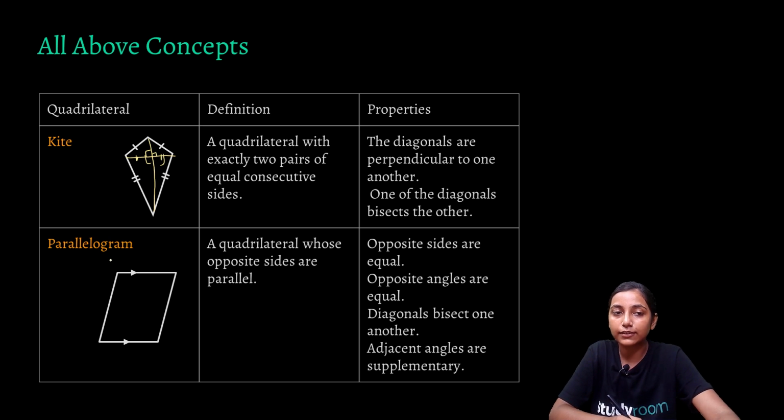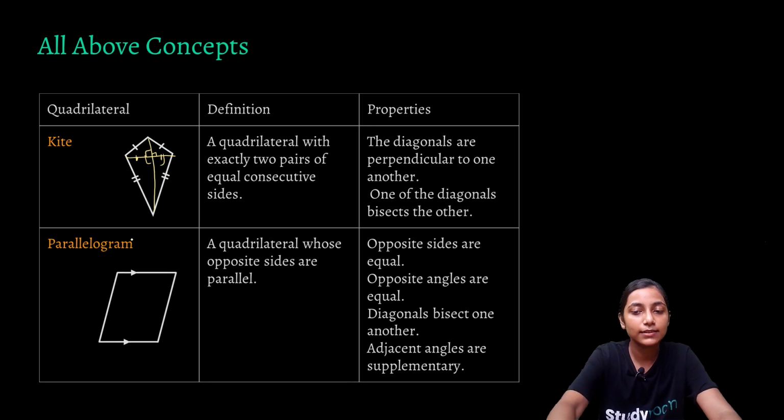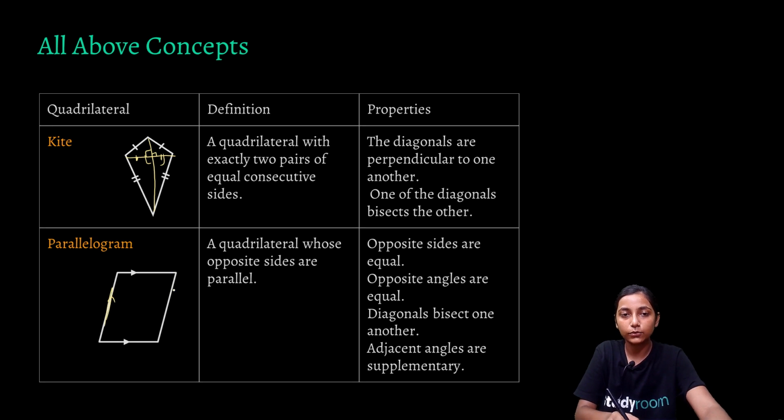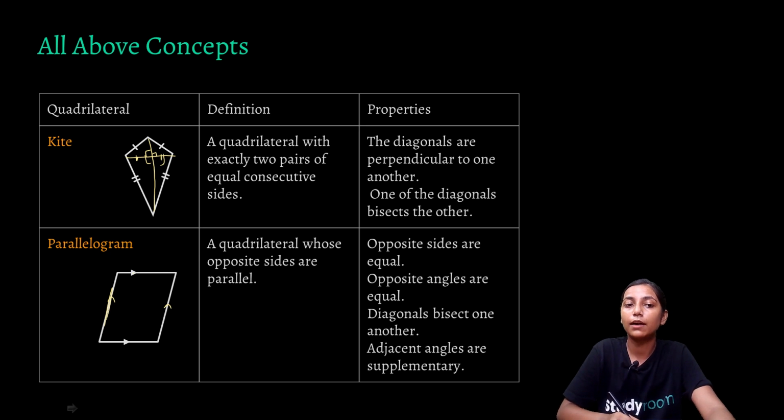Another quadrilateral was the parallelogram. So what is a parallelogram? It is a quadrilateral whose opposite sides are parallel. So this side is parallel to this side and this side is parallel to this side. For a parallelogram, the opposite sides will be equal and the opposite angles will be equal.